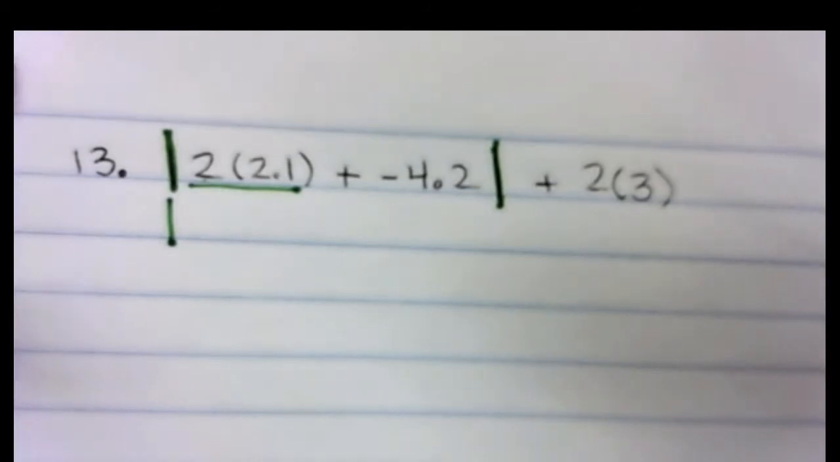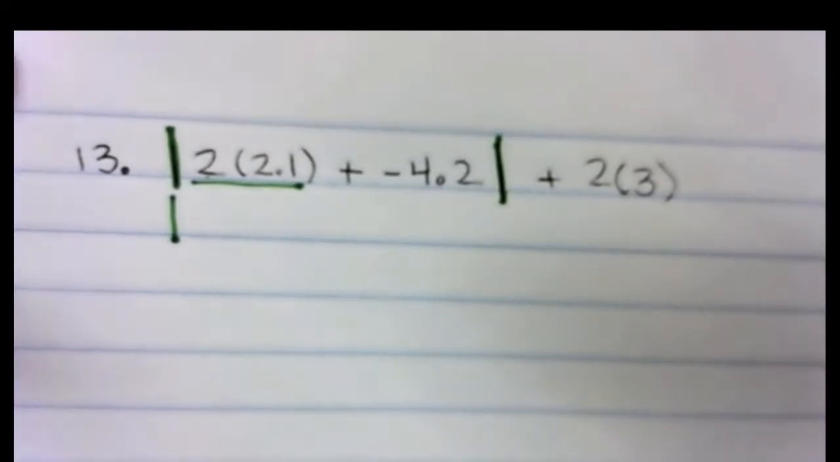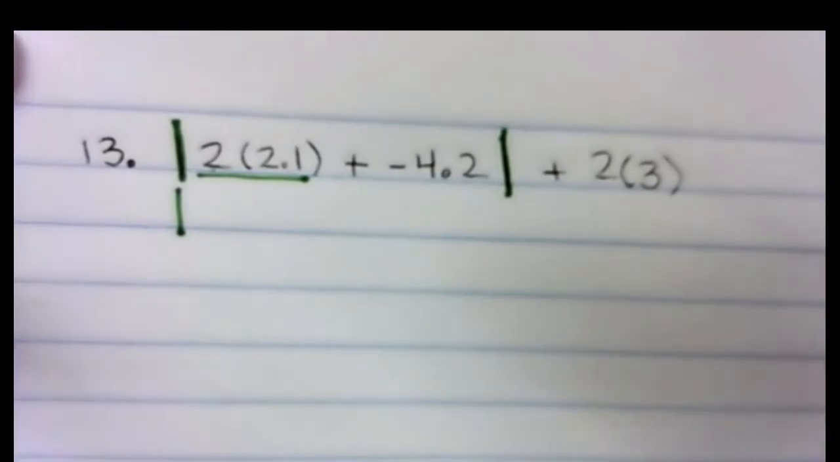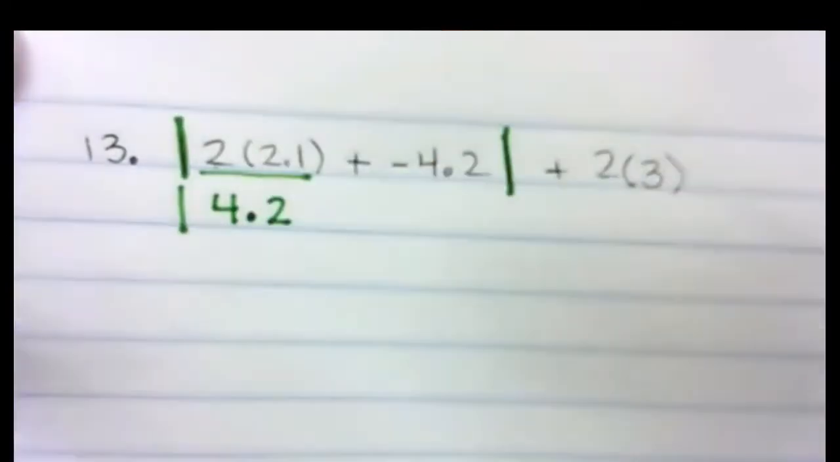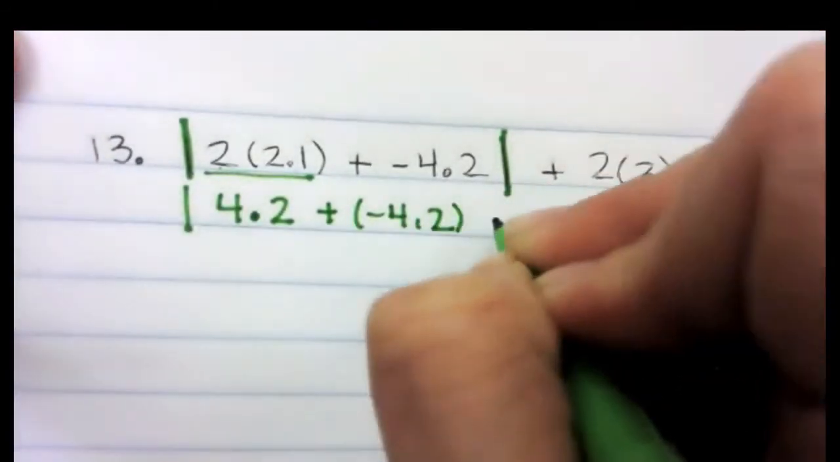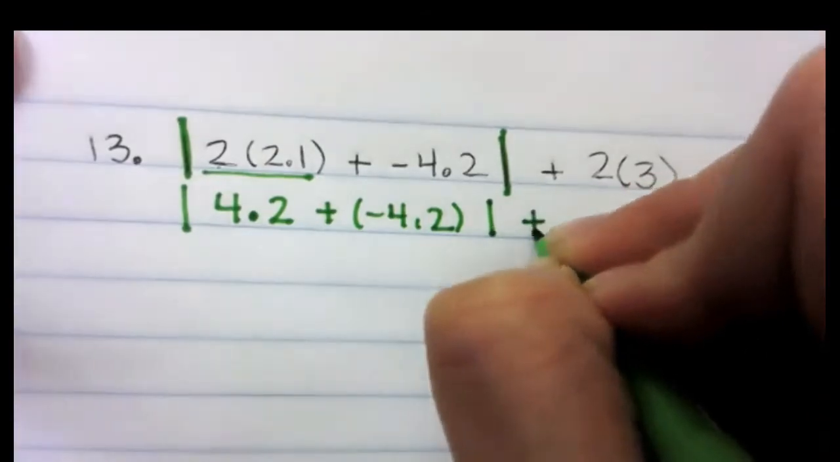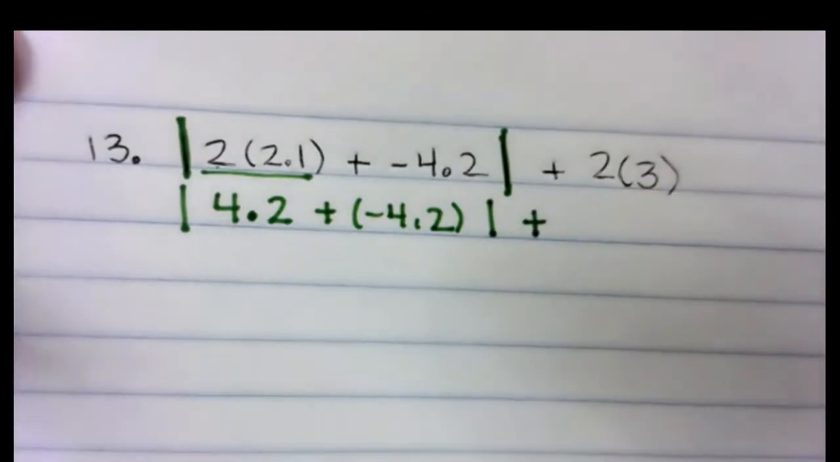2 times 2 is 4, yes. I just stuttered with my 2.1. So 2 times 2.1 would be good, Sierra. Perfect. And then you have plus a negative 4.2 inside your absolute values plus what's 2 times 3?